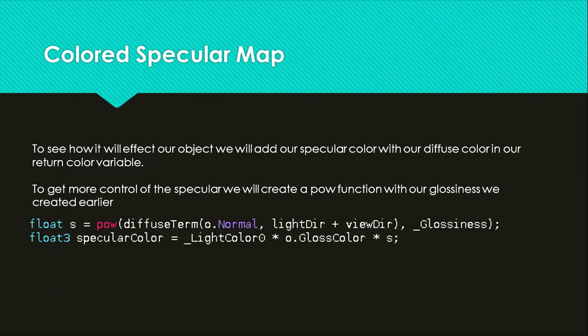In this lighting function, we calculate the specular value just like the shading value, but this time with the sum of view direction and light direction instead of the light direction. We will use the value with the light color and gloss color to get our specular color. To see how it will affect our object, we will use specular color with our diffuse color in our return color variable. To get more control of the specular, we will create a pow function with the glossiness we created earlier. Now we have created a color bump map specular shader.